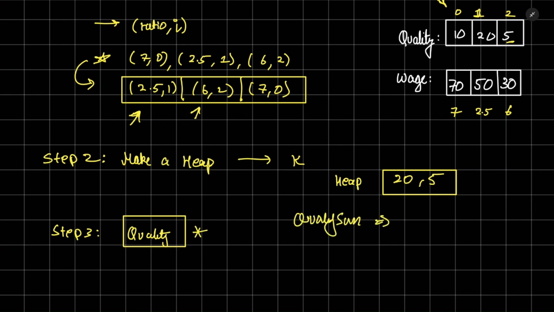So the quality sum, while pushing it, we will make 25 because we have pushed 20 and 5. And the second thing will be the maximum ratio. Now the maximum ratio would be the last element that you have pushed. And why is that? Because you have sorted the array according to the ratio. So the maximum ratio would be of this one, and that's 6. So the maximum ratio is 6.